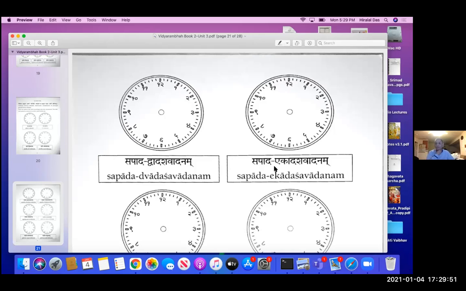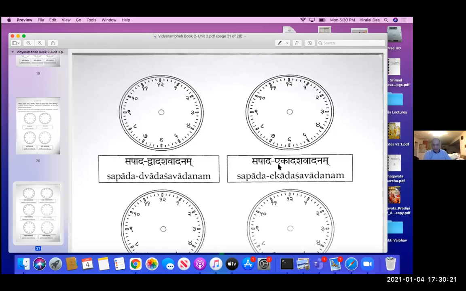Okay. Okay, let me see, Prabhu. One minute. I think Purandar got it. Suraj, would you like to try? Mataji, okay, I'll try. Yes. Sapad Ekadasavadanam. Where is my arrow?